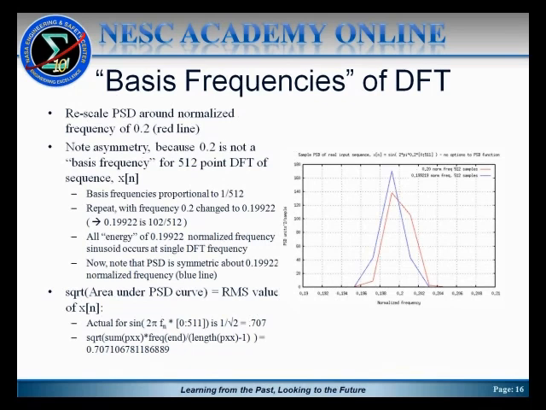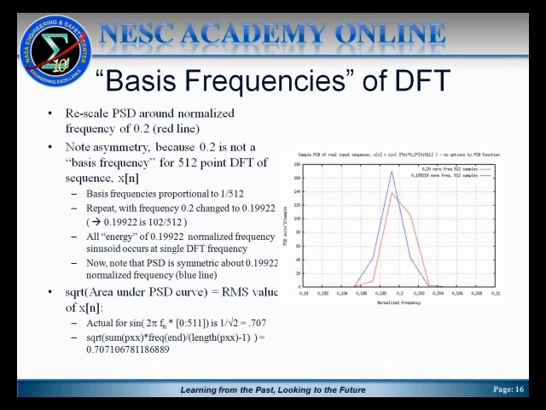And so the asymmetry that you saw in the red line is caused by the spectral leakage of the PSD contributing to several basis frequencies in a range around 0.19922. And again, with most of these techniques, once you have the PSD array, you can compute the area under the PSD curve, if you will, which ought to equal the square root of it, the RMS value of the input signal.